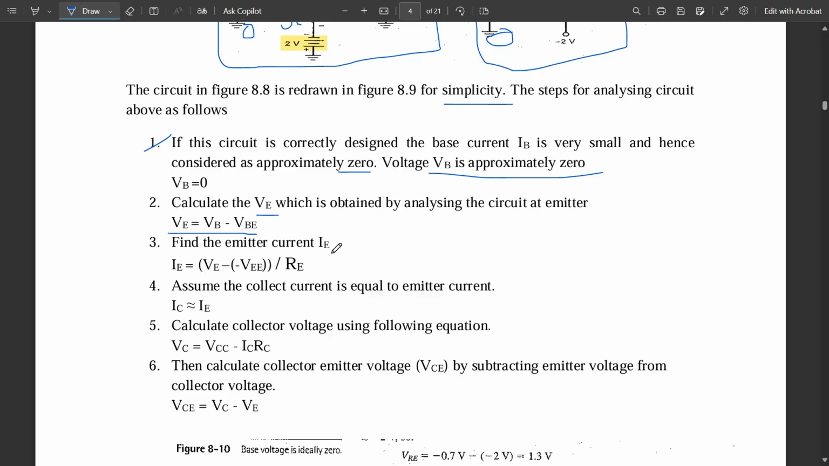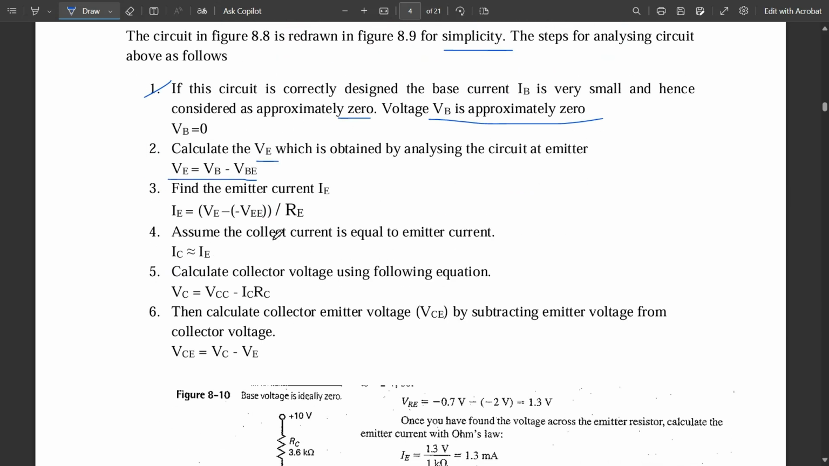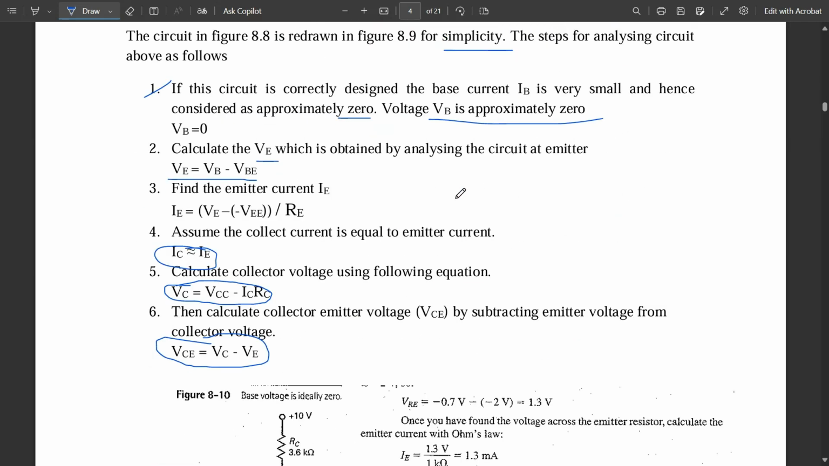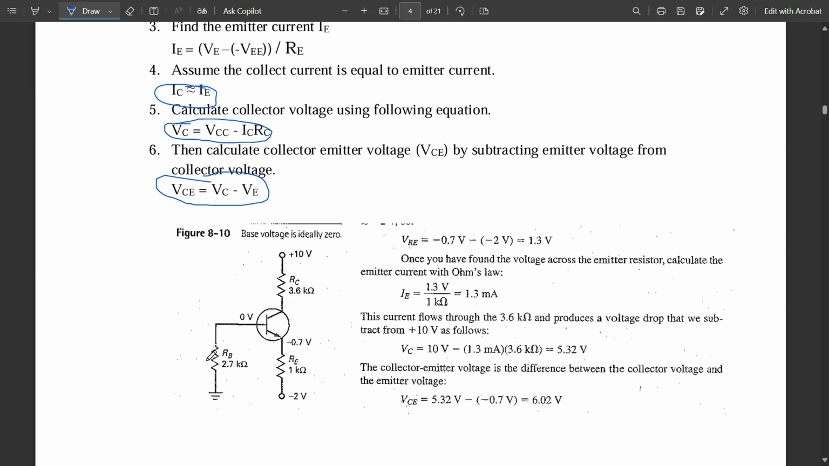Then find the emitter current. Emitter current, IE, is equal to VE minus VEE, that is this negative voltage, divided by RE. Assume the collector current equal to emitter current, which I've already told you, IC is approximately equal to IE. Calculate the collector voltage, the formula is the same, VC is equal to VCC minus IC into RC. And finally the collector to emitter voltage VCE is equal to VC minus VE. So these are the steps in order to calculate the values in the two supply emitter bias circuit. If problems arrive, these are the steps you need to know. So please note it down.